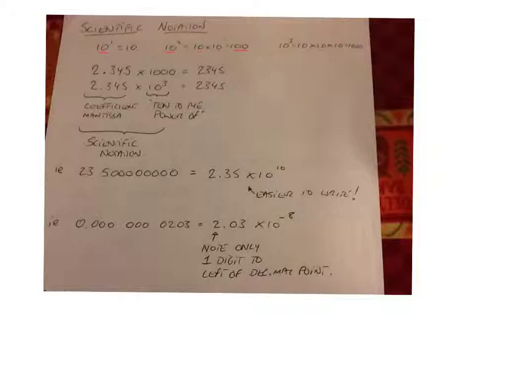And 10 to the power of 3 is 10 by 10 by 10, and that's 1,000. So if we have 2.345 times 1,000, that's the same as, if you were to do it in your calculator, 2,345, where the 1,000 had the effect of moving the decimal point 3 places to the right. Okay? And we've said up here that 10 to the power of 3 is equal to 1,000.